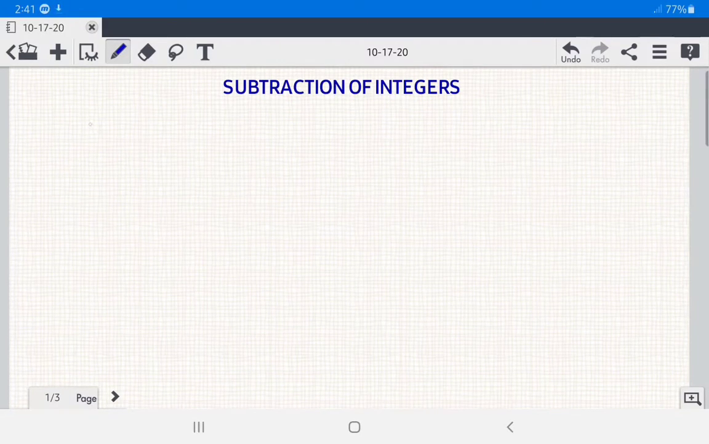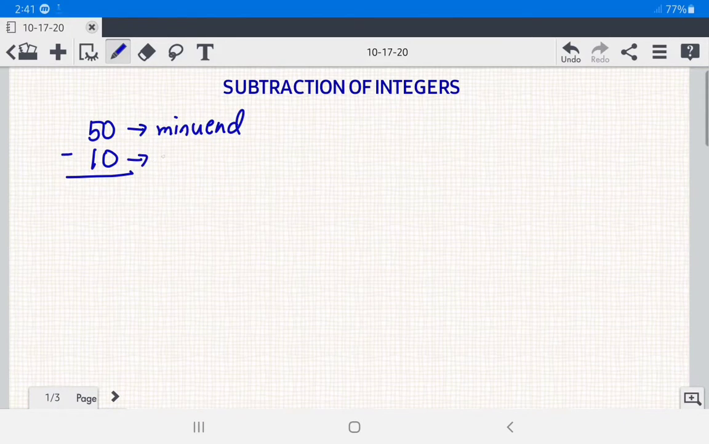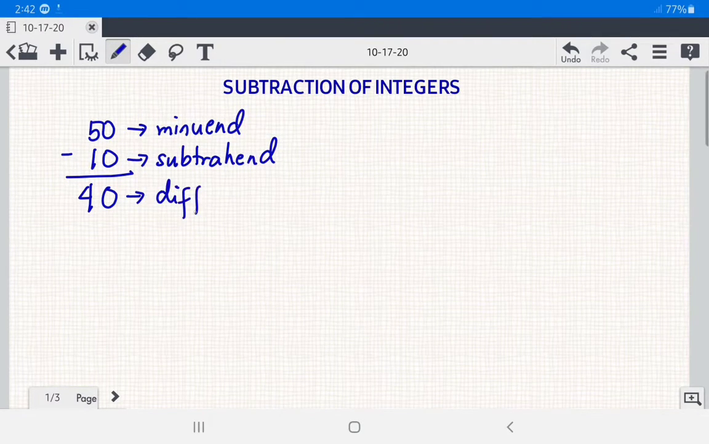So, if we have 50 minus 10, now 50 is what we call the minuend, 10 is the subtrahend, and then 40 is what we call the difference. Okay, difference is the result of subtracting integers.